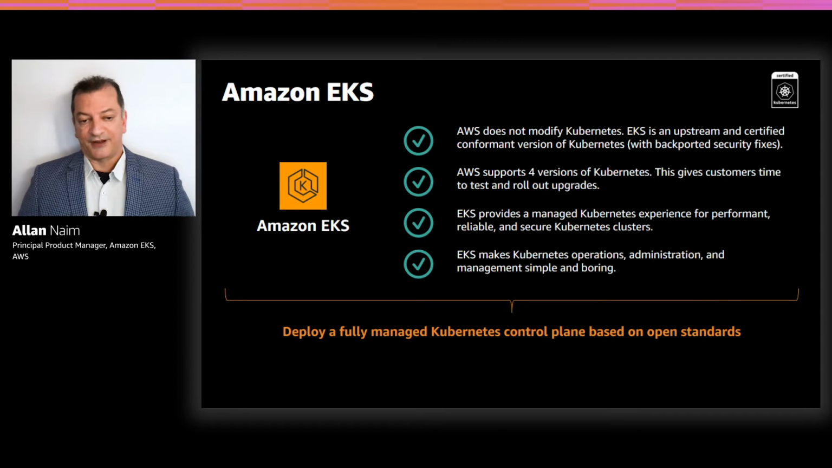Amazon EKS gives our customers the flexibility to start, run, and scale Kubernetes applications on AWS or on premises. Amazon EKS runs upstream Kubernetes and is certified Kubernetes conformant so that you can easily migrate any standard Kubernetes application to EKS without needing to refactor your code. We run and support 4 versions of Kubernetes, giving our customers time to test and roll out upgrades. EKS provides our customers with a reliable, secure, and stable environment to run their mission-critical applications.